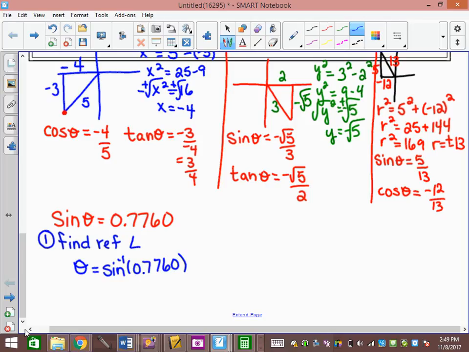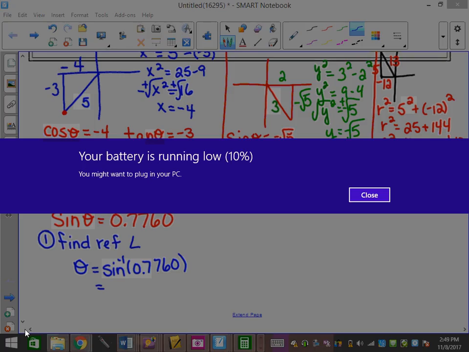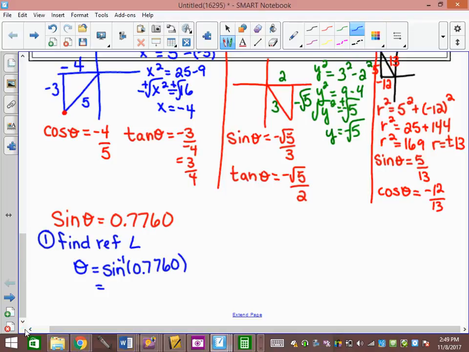But in grade 12, that's not true anymore. Okay, so what is this going to be? I'm so not posting this recording, just saying. Okay, what are we going to get for the reference angle? 51.1, or is it just 51? 50.89? Okay. Now that is the reference angle.